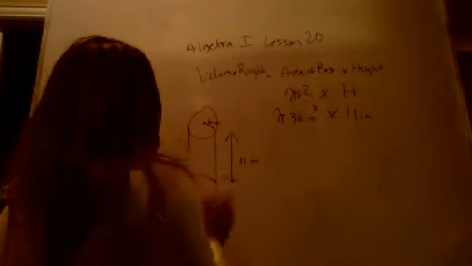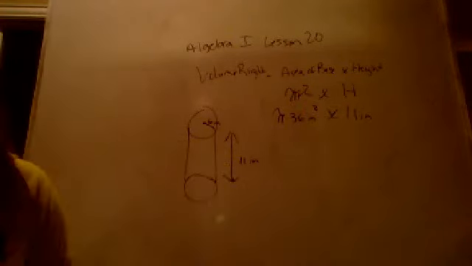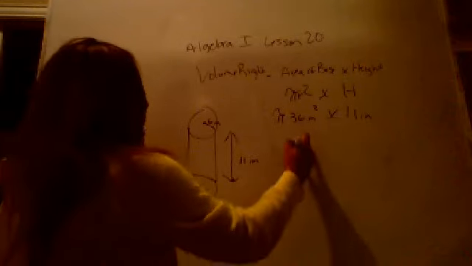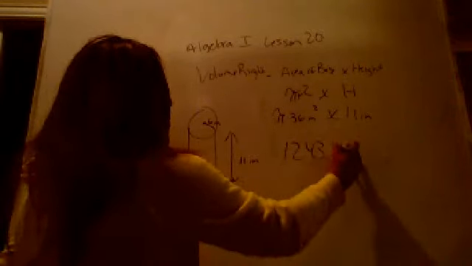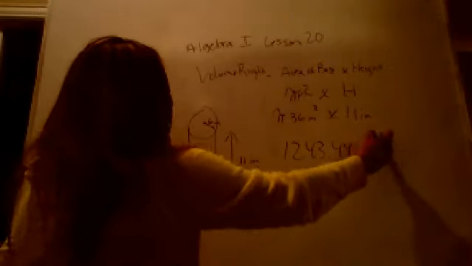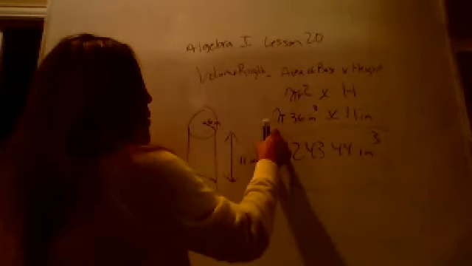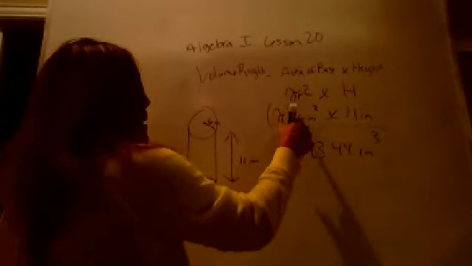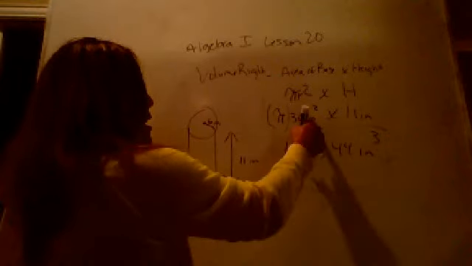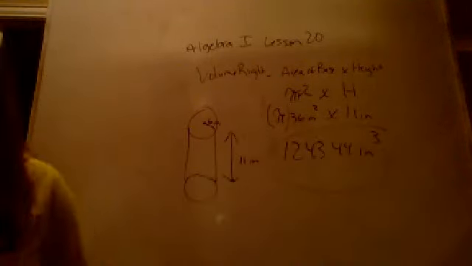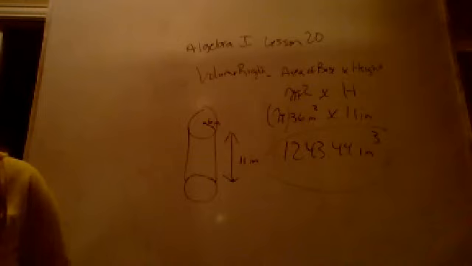Remember, this is inch squared because we're talking about area. We multiply that all out, we get 1,243.44 cubic inches. And you can use your calculator. 3.14 is pi times 36 times 11, and inch squared times inch is inch cubed. And so that is your volume of the right solid.